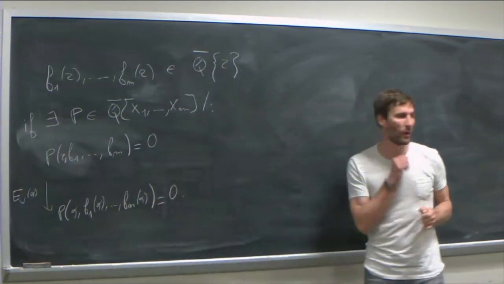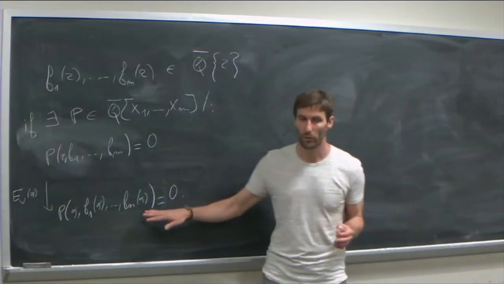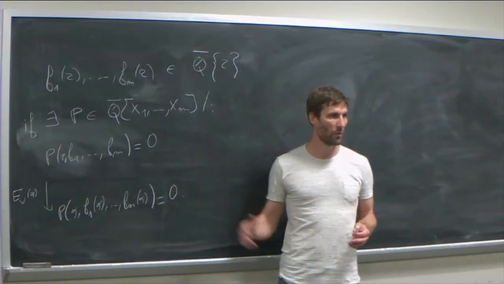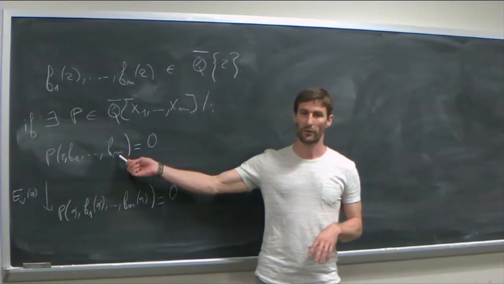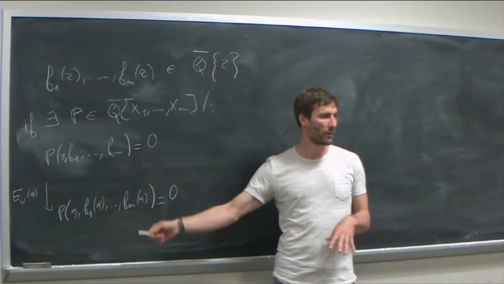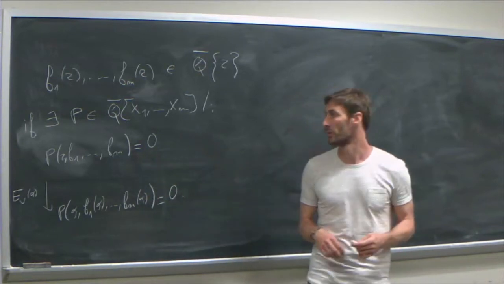And one major problem in transcendence is to find situations where we can go in the other direction. So we would like to prove that, for instance, if there is no such relation between the functions, then there is no relation between the values. So we want to transfer in the opposite direction.